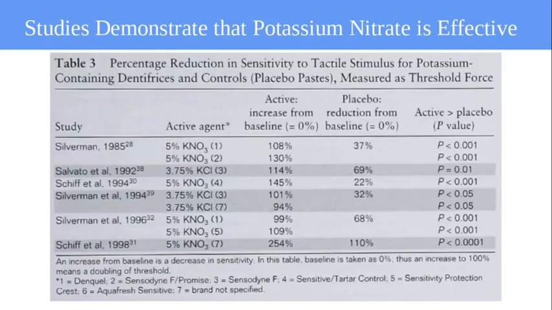Orchardson and Gillam reviewed 16 clinical trials of potassium-containing toothpaste, which were all double-blind and randomized studies. In these studies, there were three different methods used, such as tactile stimuli, cold air stimulus, and patient subjective ratings on surveys. All of the 6 studies using this threshold force as the measure showed a significant difference between experimental and control.